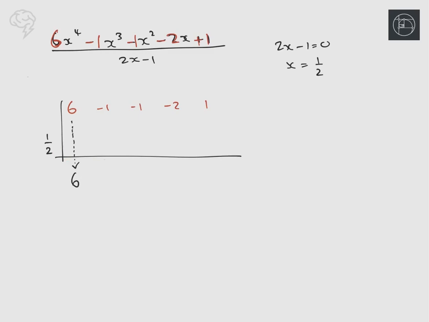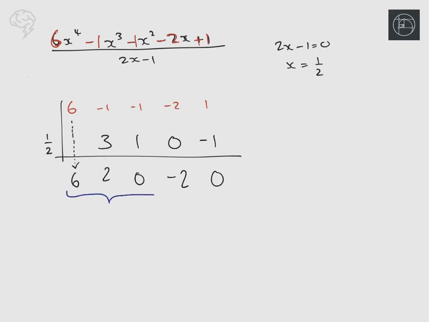Right, let's do it. Half times 6 is 3, put it here, add them up, 2. Half times 2 is 1, put it there, add them up, 0. Half times 0 is 0, put it there, add them up, minus 2. Half times minus 2 is minus 1, put it there, add them up, 0. That is it, right? Well, almost.